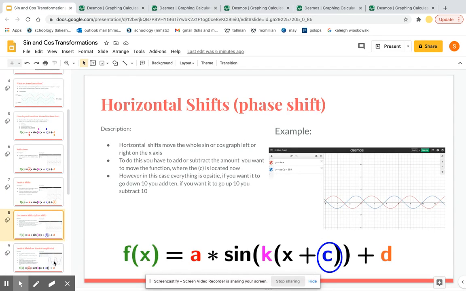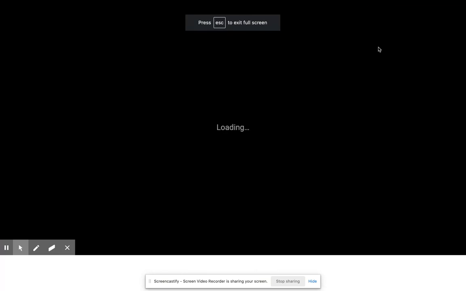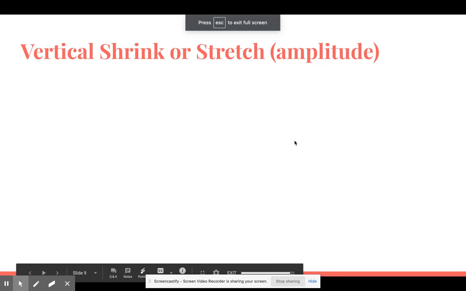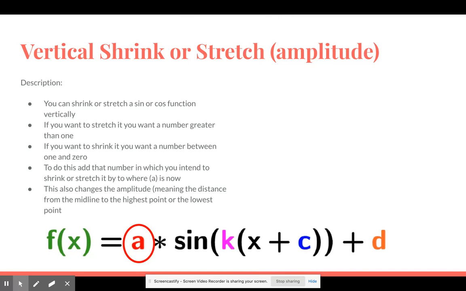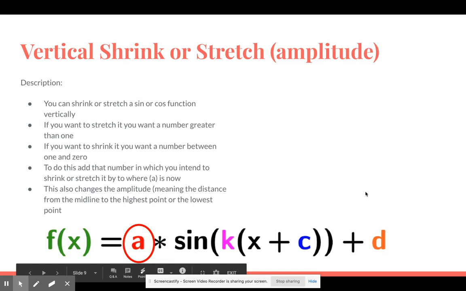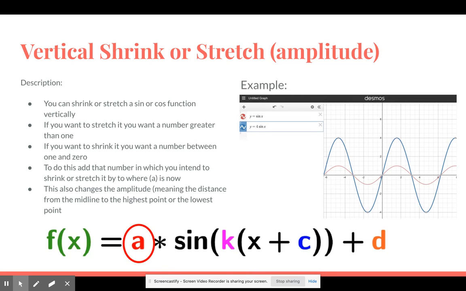So next we have a vertical shrink or stretch, which changes the amplitude. So you can shrink or stretch a sine or a cosine function vertically. If you want to stretch it, you want a number greater than 1. If you want to shrink it, you want a number between 1 and 0. To do this, add that number by which you intend to shrink or stretch it where A is shown below. This also changes the amplitude, meaning the distance from the midline to the highest point or the lowest point.